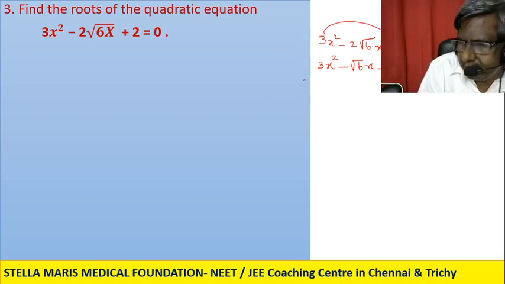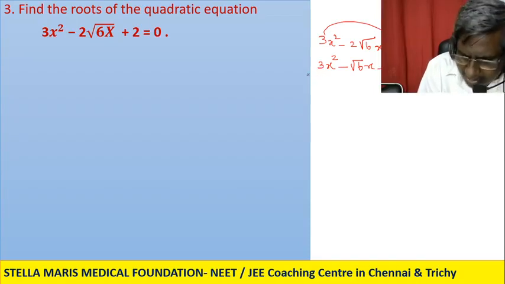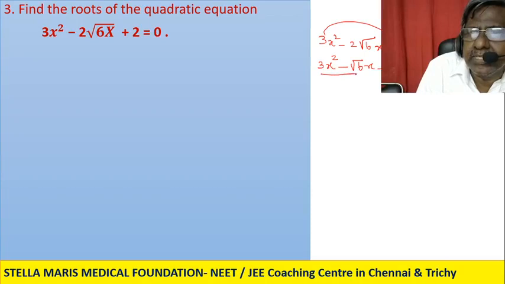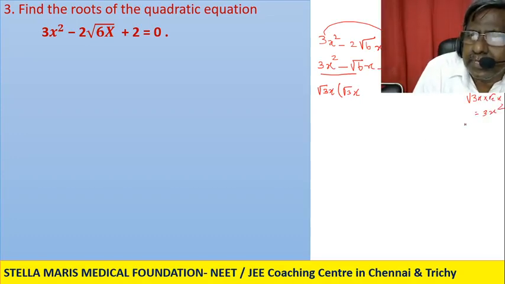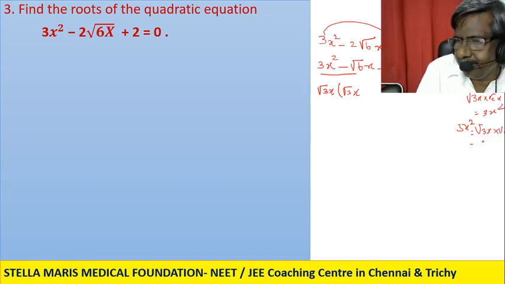Now come here. See how I am writing this. I take root 3x as common. For 3x square it will come like this: root 3x into root 3x will give you 3x square. Are you able to follow? Again telling you, root 3x into root 3x will give you 3x square. Clear?